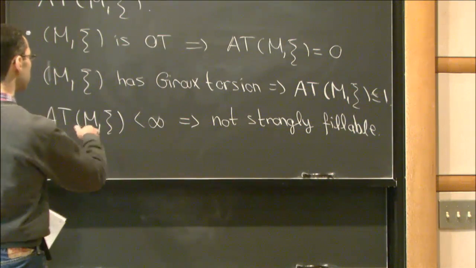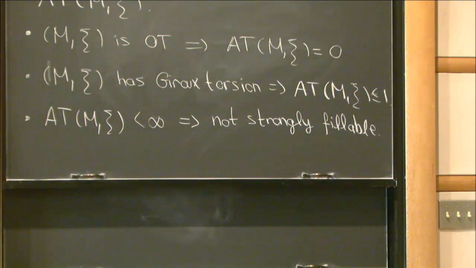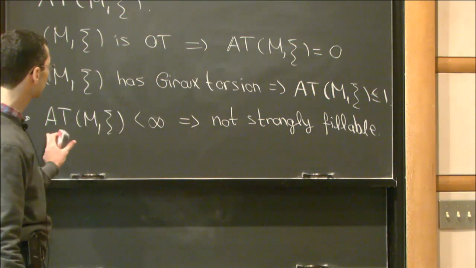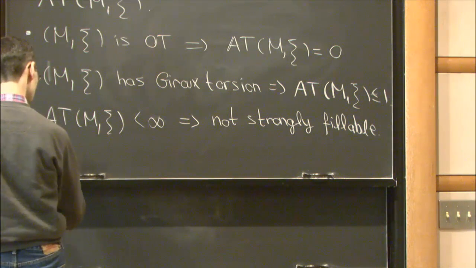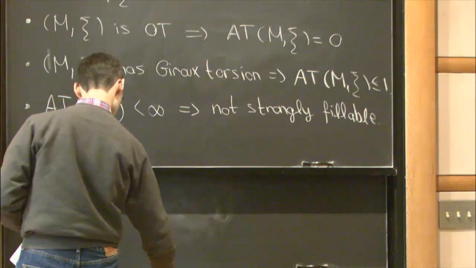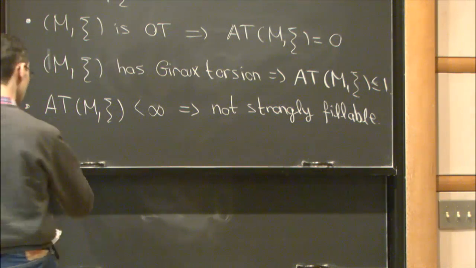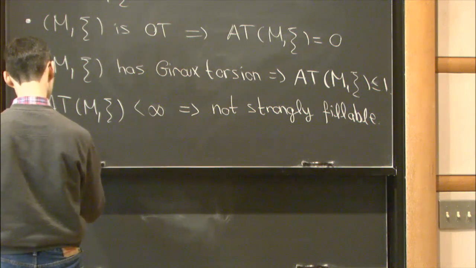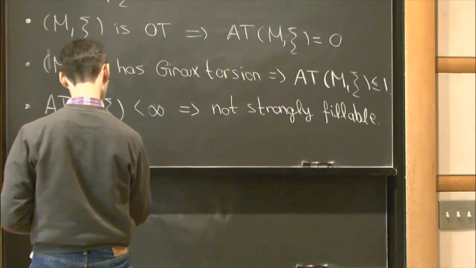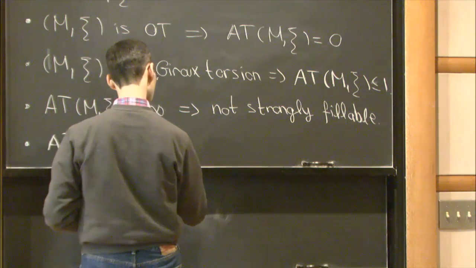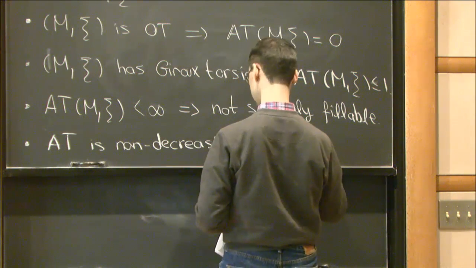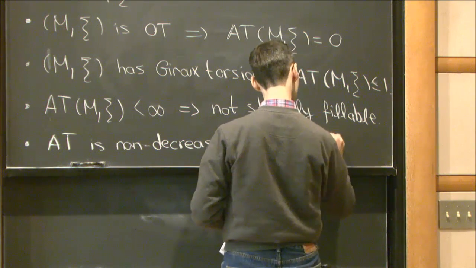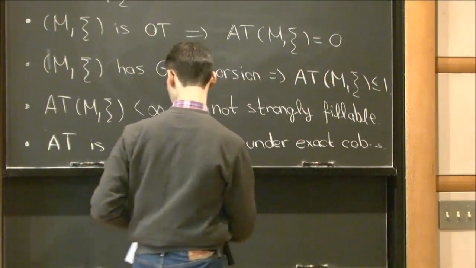But there's also an additional property here, which you wouldn't see from the planar torsion obstruction. And that's the behavior of this invariant under exact symplectic cobordisms. That also gives you some control over how things change, in particular, for example, when you do Legendrian surgery. And so that says that AT is non-decreasing under exact cobordisms. Okay.